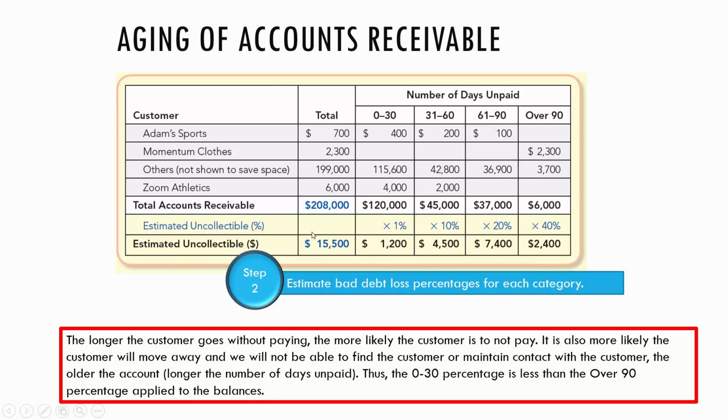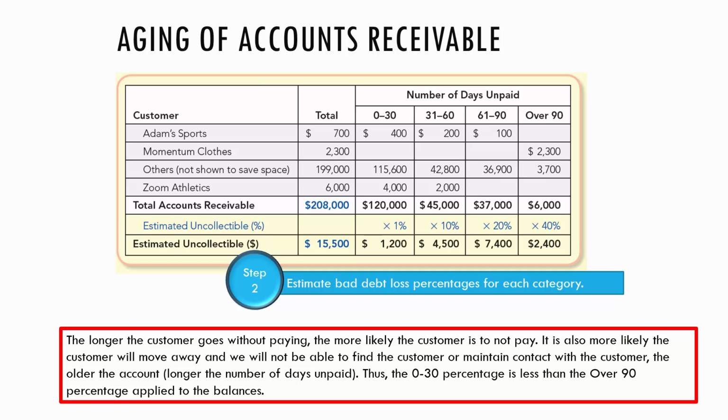Now this number is an estimate of the $208,000 that's uncollectible. It's not an estimate of the bad debt expense, which is based on sales, which we had in the previous method. This is based on the percentage of our accounts receivable, or part of our accounts receivable, that we don't expect to collect.